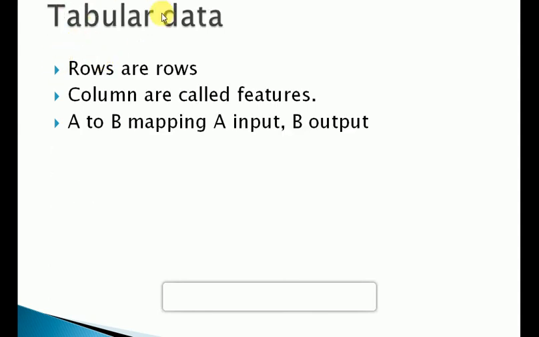Basically here we will study tabular data, and in tabular data you know that we have rows and columns, and the columns are called features. So here we will implement the data in A to B mapping in supervised learning. So let's have a look at examples.